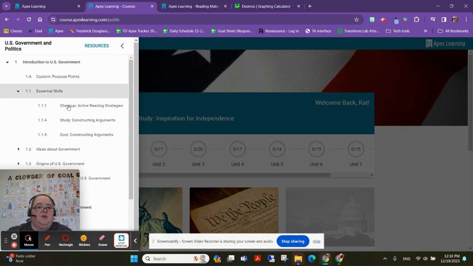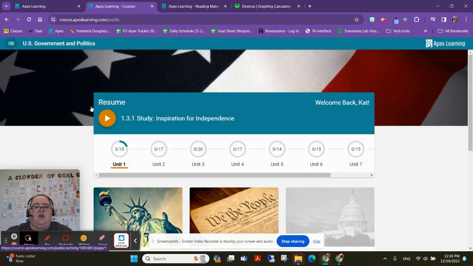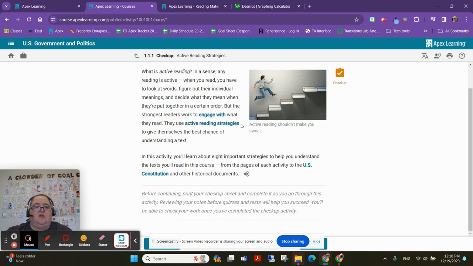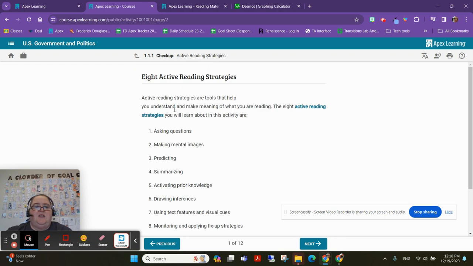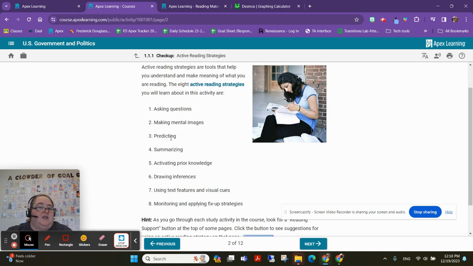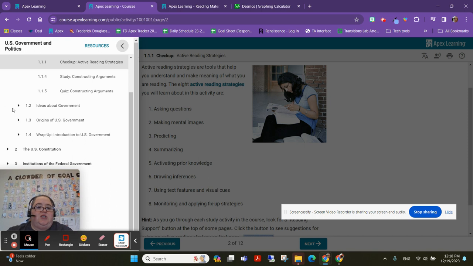Resources, everything typical. We go in, we have our studies. We also have these checkups, which are basically about certain strategies that you can use within this class. And they basically remind you about things like active reading, right? So these remind you of strategies to use while you're doing this study.